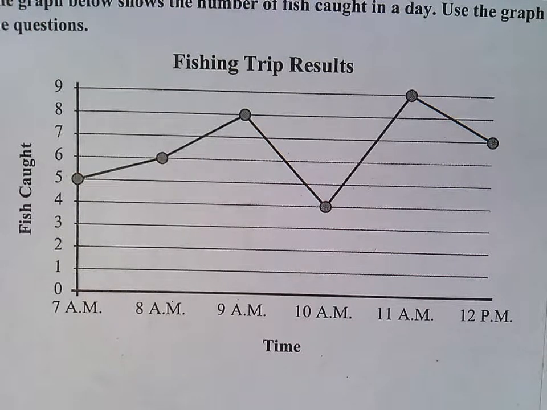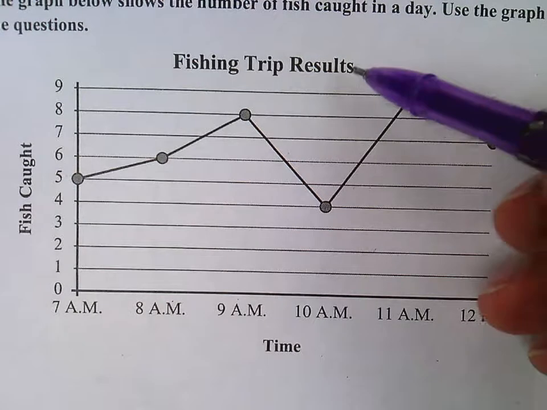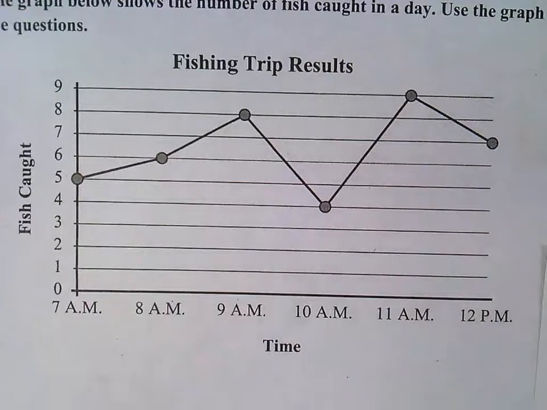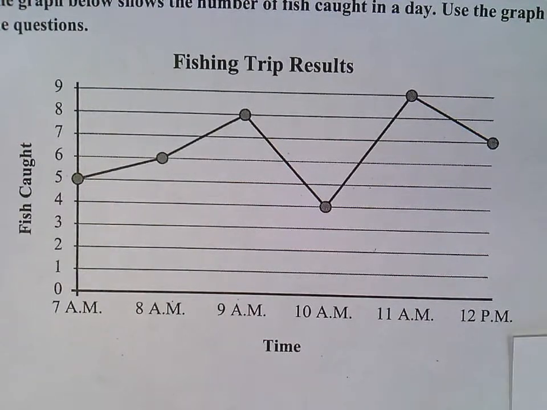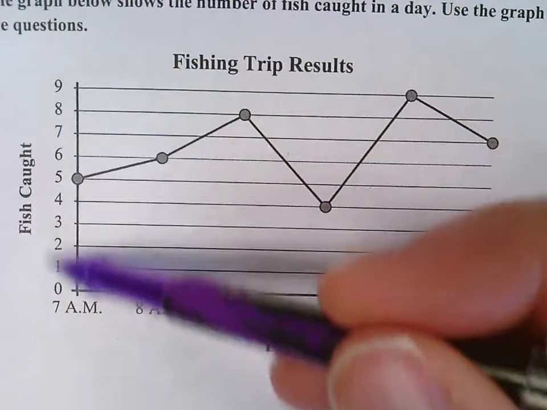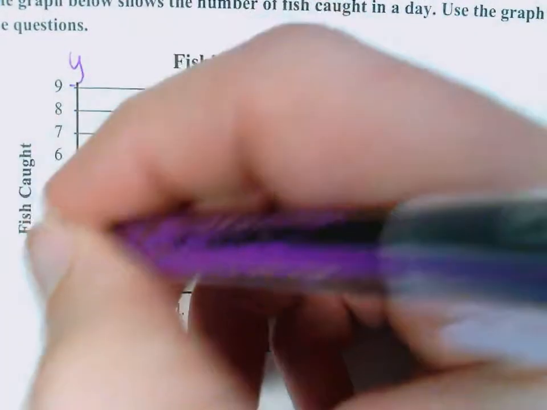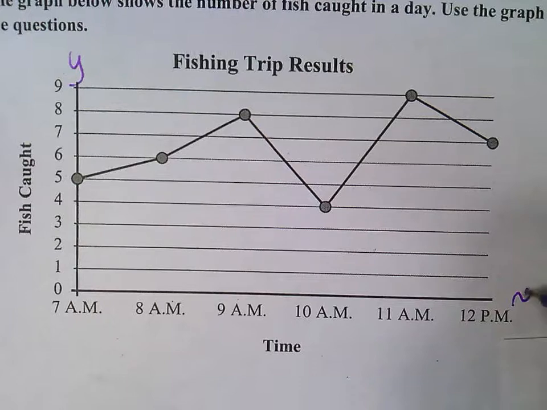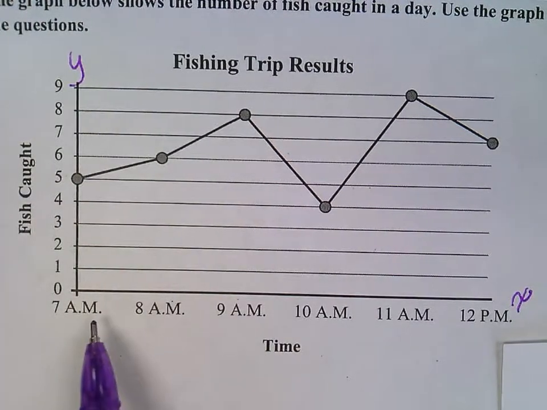So today we're going to talk about line graphs. Just like any graph, you need to make sure that there's a title. This one is fishing trip results. You also need to make sure that there are labels. This one labels the y-axis as the number of fish caught. This one labels the x-axis as the time.